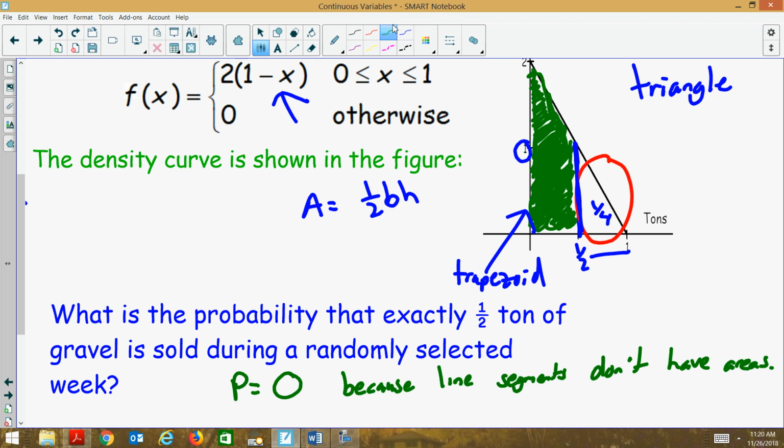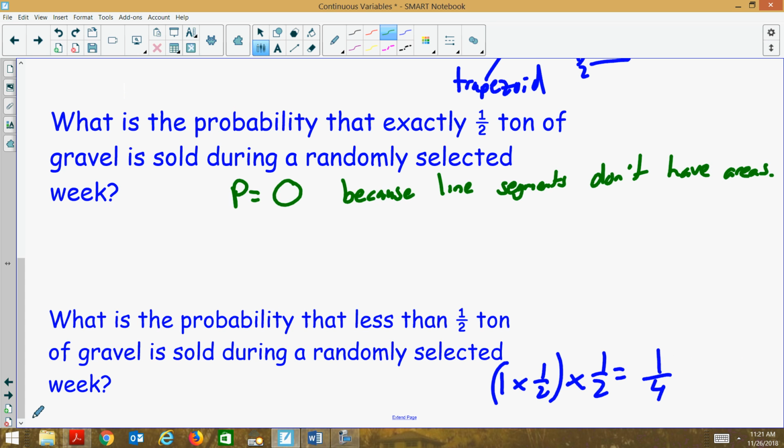Remember what our complement rule says. The entire area under the curve has to equal 1, right? So if more than is 1/4, that means the area less than is equal to 3/4. So the probability that less than 1/2 ton of gravel is sold, the probability that x is less than 1/2, is equal to 0.75 or 3/4.